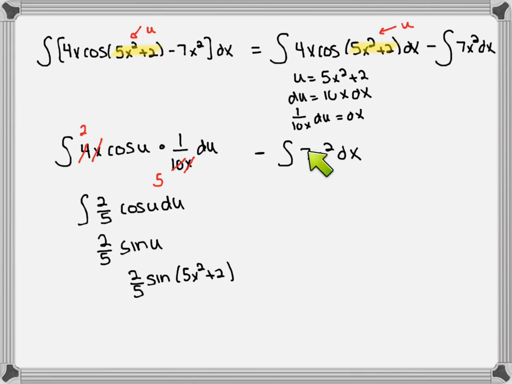So this is just a regular function. 7 is a constant. I'm going to bring it down. So for x squared, I'm going to go ahead and add 1. So that becomes 7x to the cube, divide by the new exponent. So I'm going to have 7/3 x cubed, and this is where I'm going to add the c.